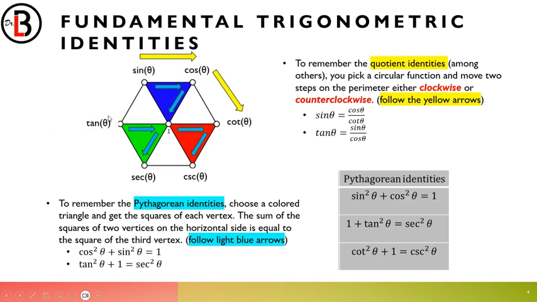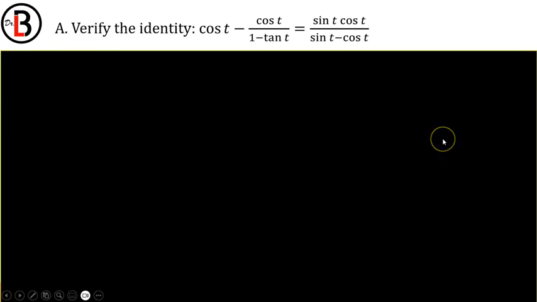Or if you want to move counterclockwise, you can say that cosine theta is equal to sine theta all over tangent theta. Now, in order to remember the Pythagorean identities, what I want you to do is choose a colored triangle, and then moving across is plus, moving downwards is equal sign. So, for example, sine squared theta plus cosine squared theta is equal to 1. Tangent squared theta plus 1 is equal to secant squared theta. And 1 plus cotangent squared theta is cosecant squared theta. Basically, the sum of the squares of the two vertices on the horizontal side is equal to the square of the third vertex. So let's try these.